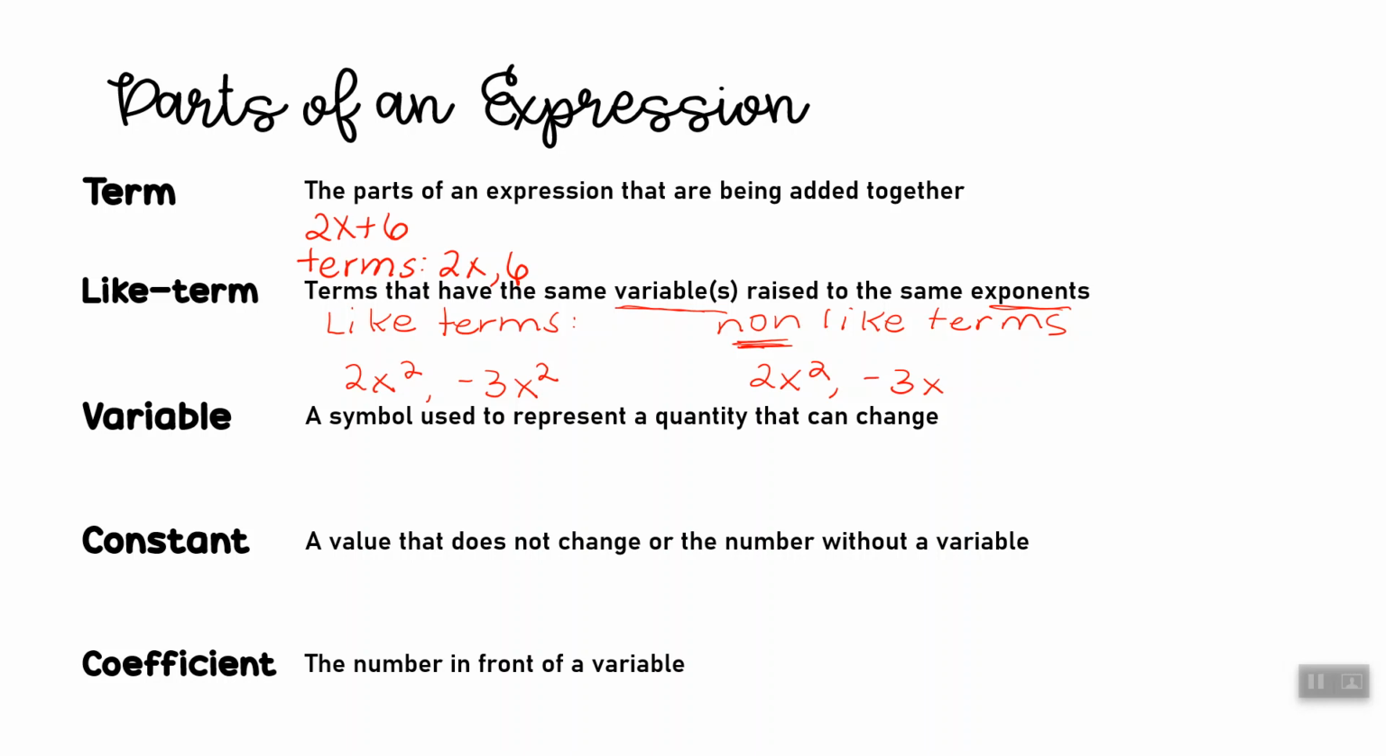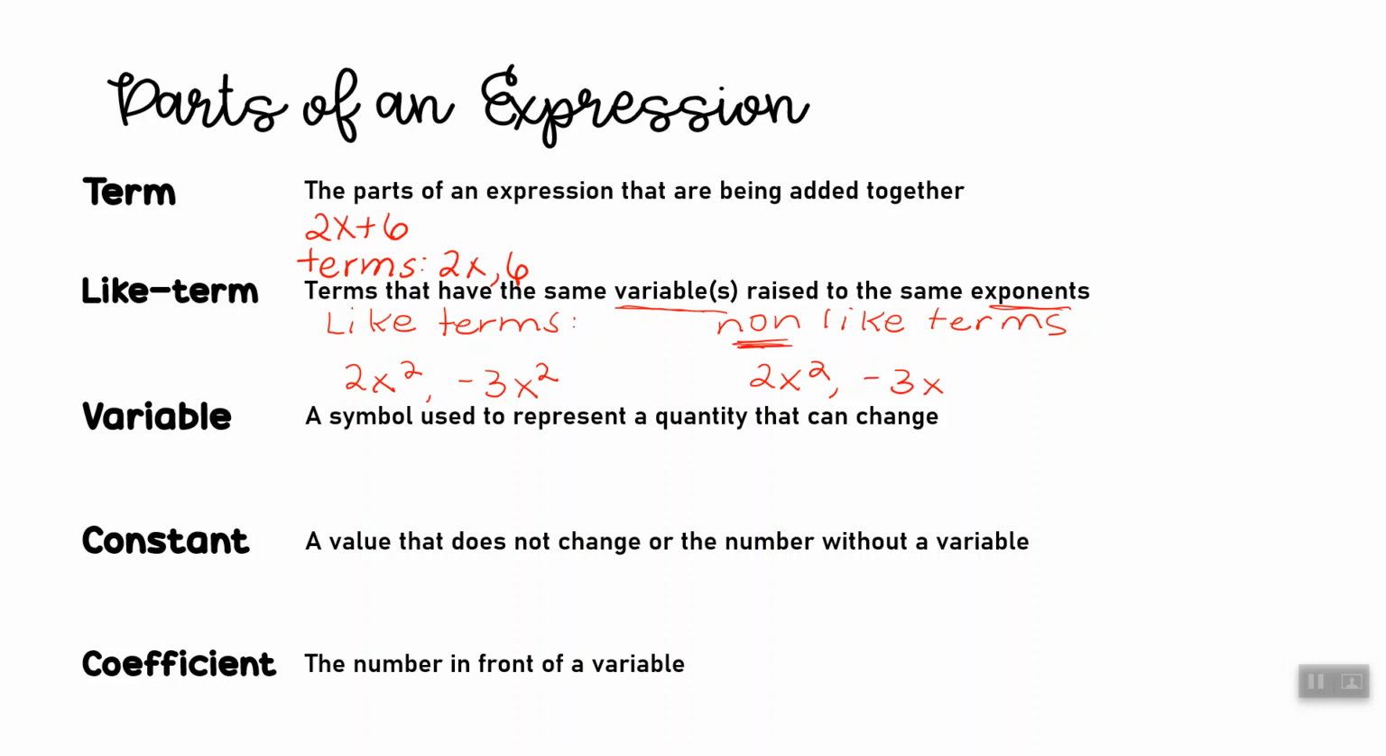Okay, a variable is the number or the symbol used to represent a quantity that can change. So x, we don't know what x is. It could be 5, it could be 35, it could be negative 200. We don't know. That x is used to represent a quantity that may change.